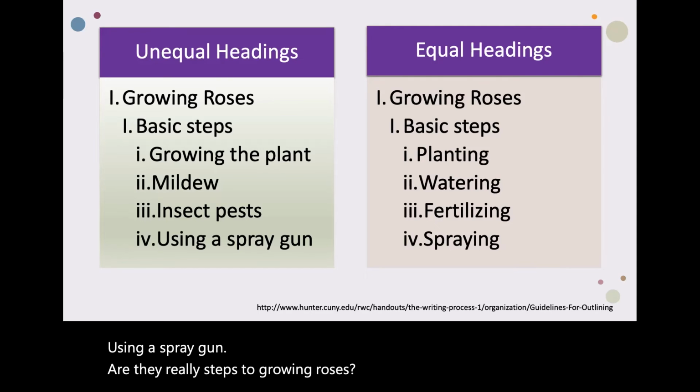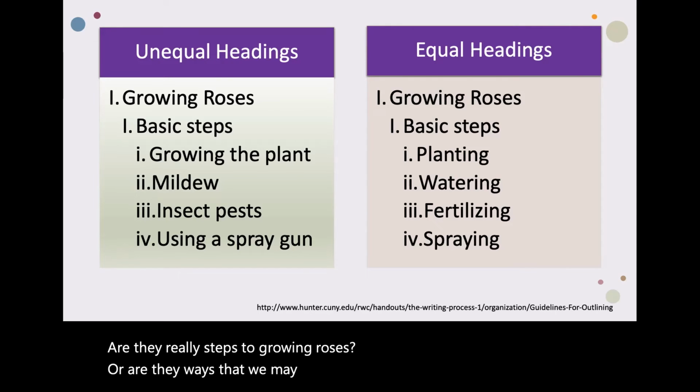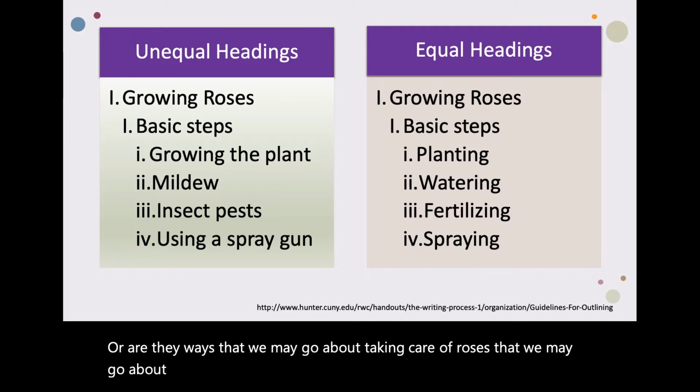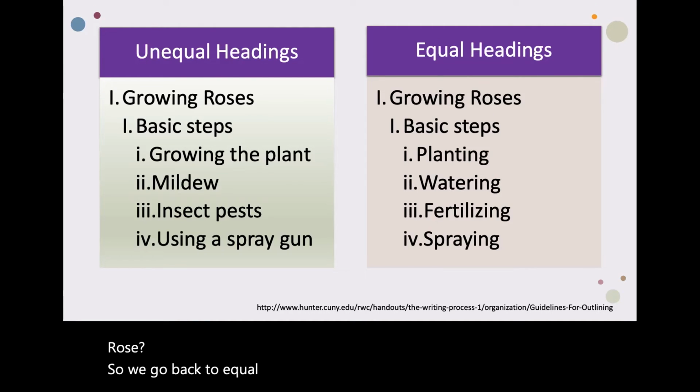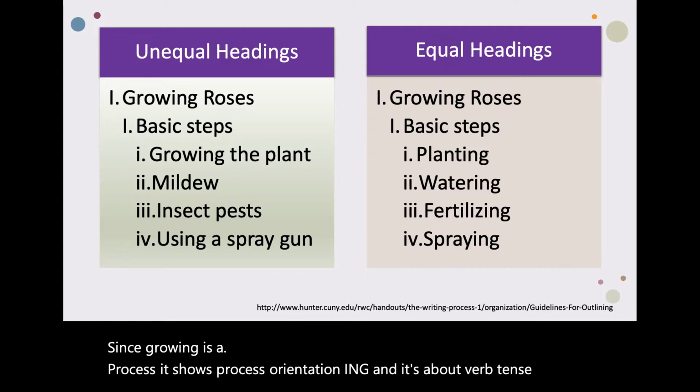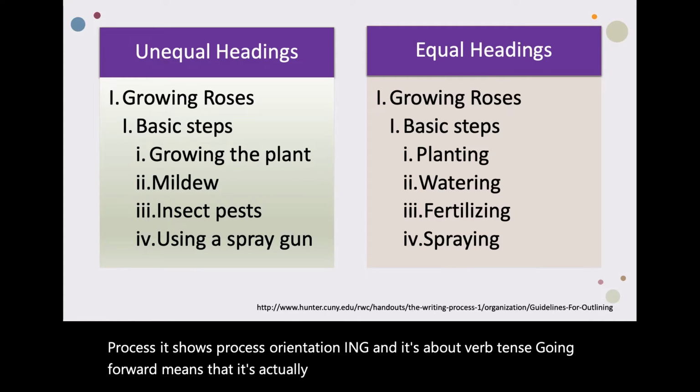Or are they ways that we may go about taking care of roses? That we may go about planting or watering, fertilizing, spraying, and protecting the rose? So we go back to equal headings. Since growing is a process, it shows process orientation, the "ing" and verb tense going forward, which means it's actually taking place over a period of time.